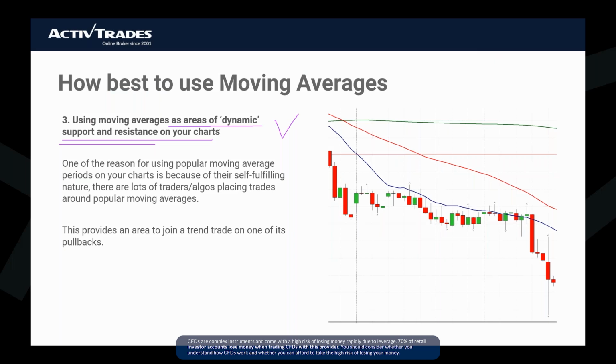But a moving average, because of its nature, is dynamic, because it's constantly moving, it's constantly being updated. One of the reasons for using popular moving average periods, the standard ones we talked about, like 10, 20, 50, 100, 200, is because of their self-fulfilling nature. There are lots of traders, lots of algos, placing trades around popular moving averages. And so this provides an area to join a trend trade on one of its pullbacks.